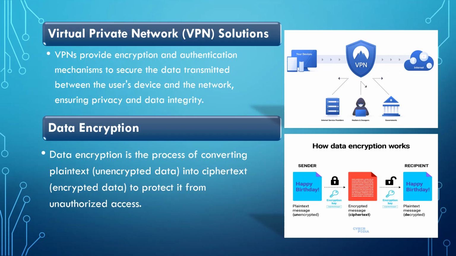The other thing is data encryption. Data encryption is the process of converting plain text, meaning unencrypted data, into ciphertext, meaning encrypted data, to protect it from unauthorized access. Encryption algorithms use cryptographic keys to transform data into an unreadable format, making it useless to unauthorized individuals. We will examine this system more in the following sections.